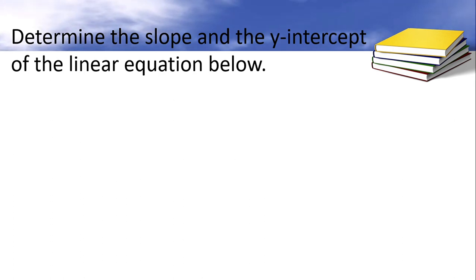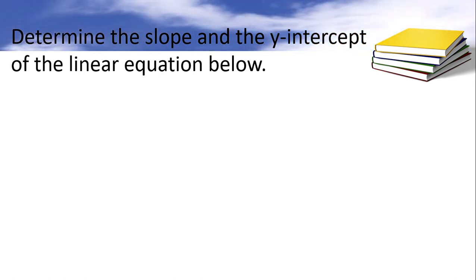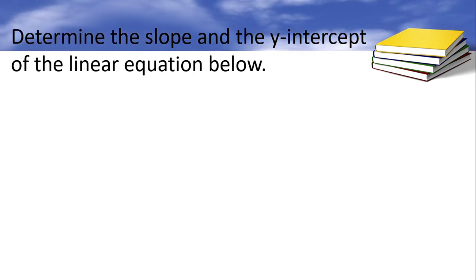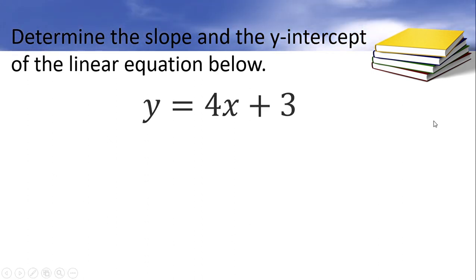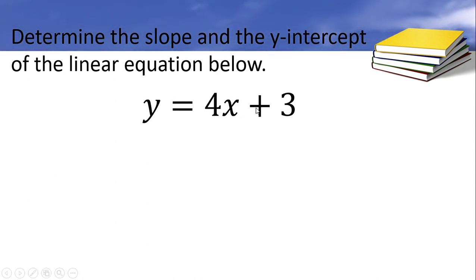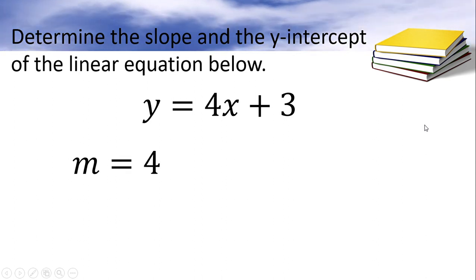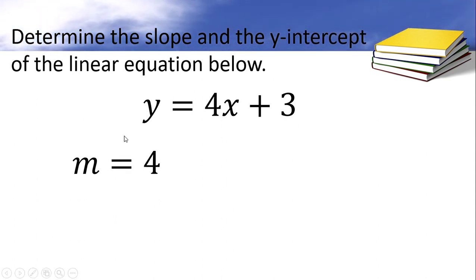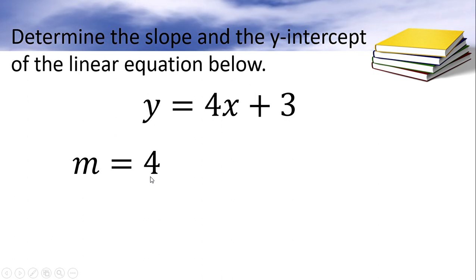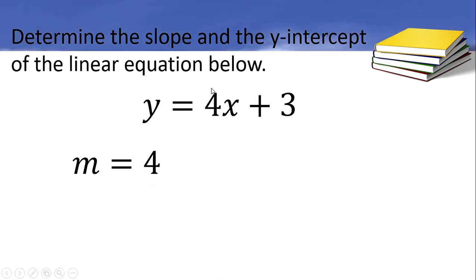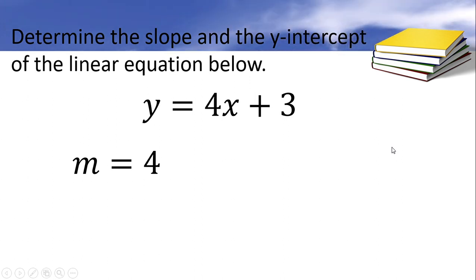So let us determine the slope and the y-intercept of the linear equation below. We have y is equal to 4x plus 3. From this equation, which is in slope intercept form, you can easily identify our slope. Our slope here is m is equal to 4, the number beside the x. That is our slope.